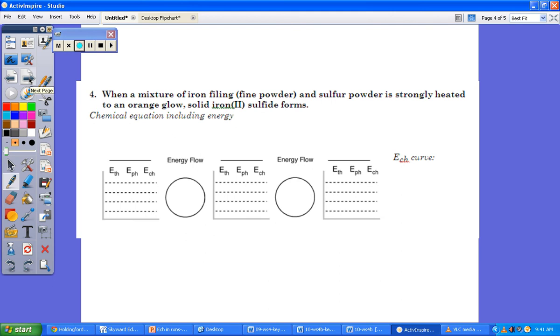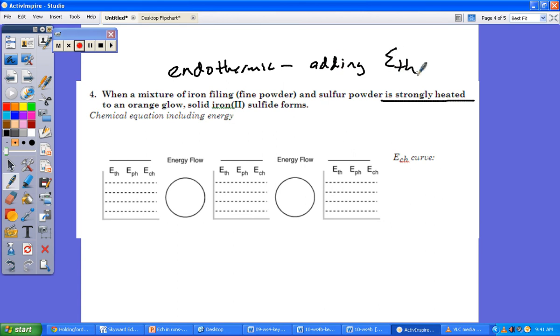Next one, when a mixture of iron filing, fine powder, and sulfur powder is strongly heated to an orange glow, solid iron(III) sulfide forms. So the part that's important here is strongly heated, so this is going to be endothermic. Endothermic meaning that we're adding energy in the terms of thermal energy.